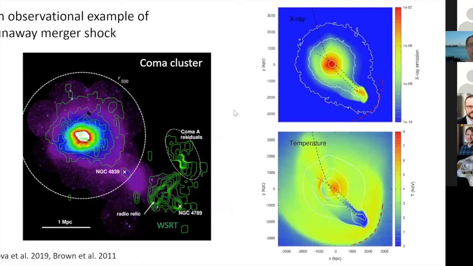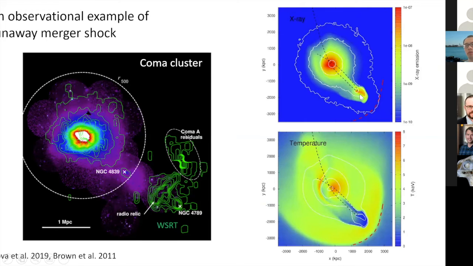Maybe we can. Here in this figure, I show you the X-ray image of the Coma cluster overlaid with WSRT radio contours. And there is an infalling group, NGC 4839. We carefully modeled this system with our cluster merger simulations, shown in the right panels. This is the modeled X-ray and the temperature distributions. So you can see in morphology, our model provides a good match to the observations.